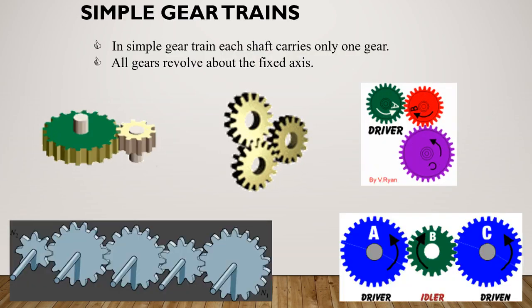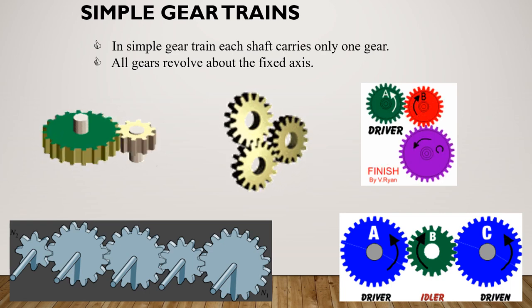Coming to the first type of gear train, that is the simple gear train. The name itself says that it is a very simple gear train. The basic gear train is defined as a shaft carrying one gear. There can be any number of shafts, and each shaft can carry any number of gears. But to be called a simple gear train, each shaft should have one gear and they are in mesh.